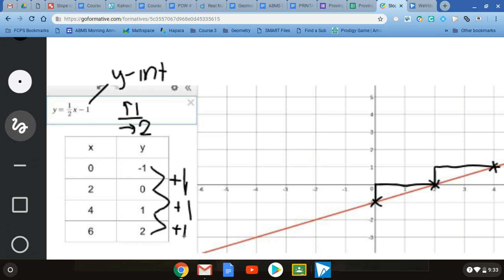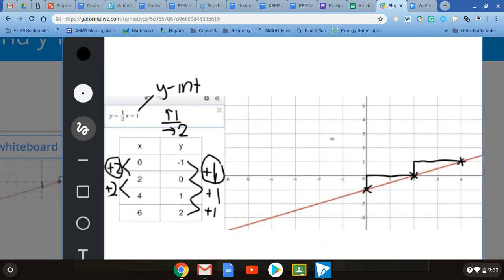And then the x values on the other side are going up by 2. So in the table, not only does it tell us the y-intercept, but it also tells us the pattern that we're using to find the next point on the line. So to get the fraction 1/2, it's the change in the y over the change in the x. So that's where our fraction comes from in the function. So the table shows it as well as the graph showing it.